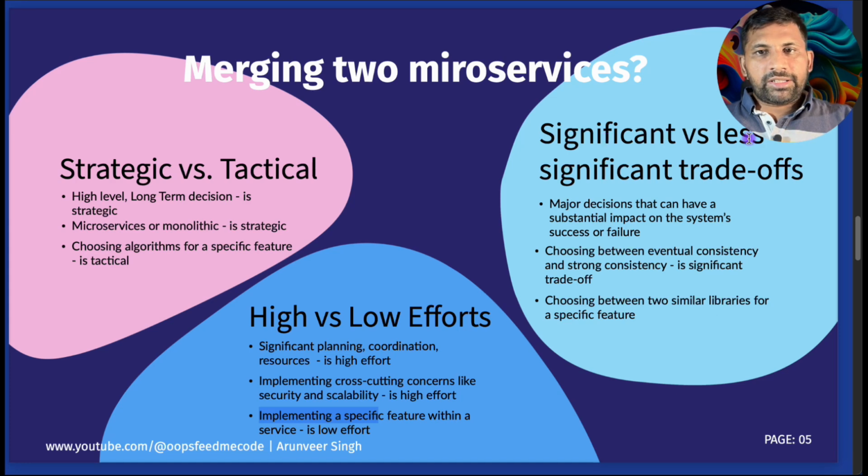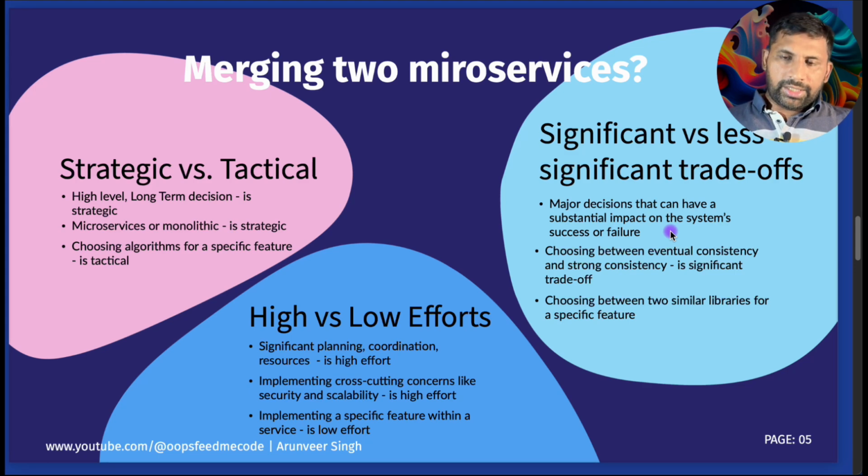Next is significant versus less significant trade-offs. If there is a work item and you have to decide whether it is architectural or design, then you need to think that if I work on this item, are there huge trade-offs? For example, is it impacting my non-functional principles in a way? Is there anything important which I'm losing in my system, right? So for example, if you read it here, it says major decisions that can have a substantial impact on the system's success or failure.